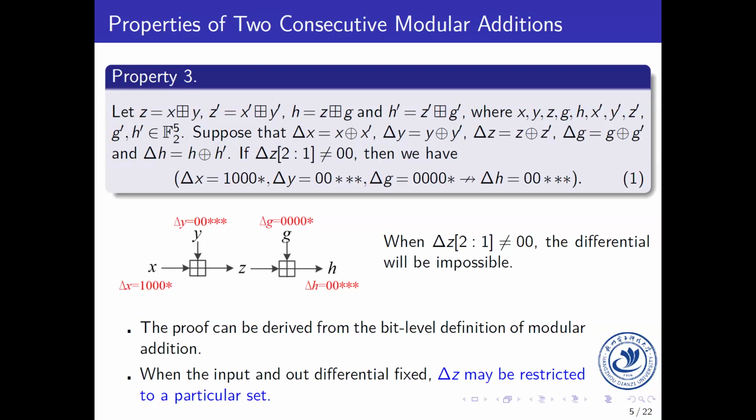Then we found some properties on two consecutive modular additions. This is the first one: delta x, delta y, delta g are the input differences, and delta h is the output difference. This is a possible differential, but when delta z[2:1] is not 0, 0, the differential becomes impossible. It is weird, delta z[2:1] cannot be controlled by us, but from experience, we found that if we fix the input differential and the output differential, this constraint on the internal state will happen.